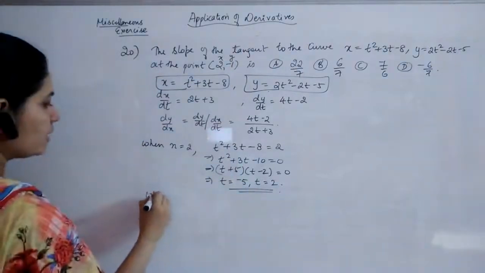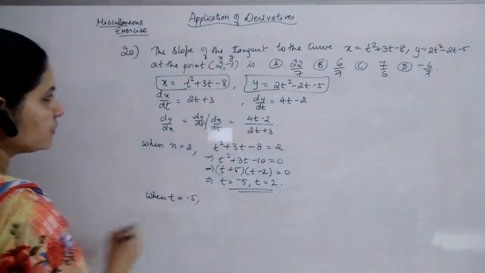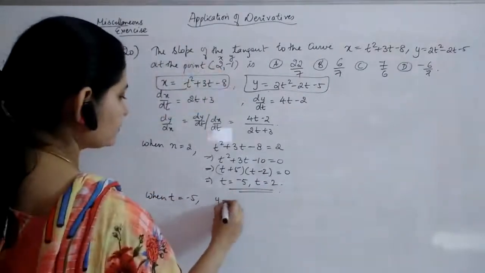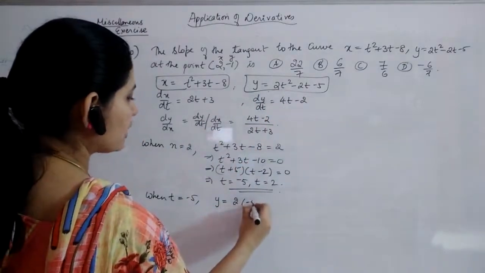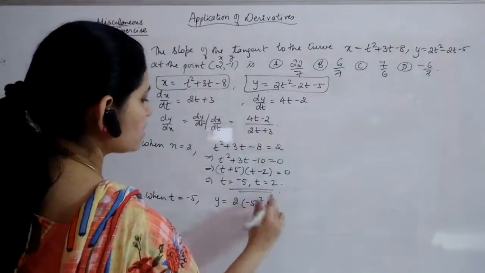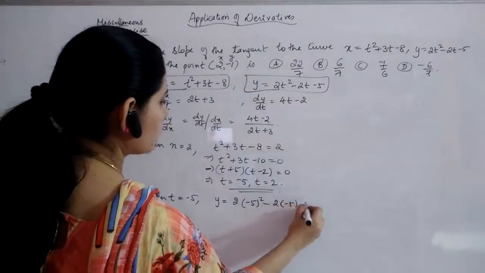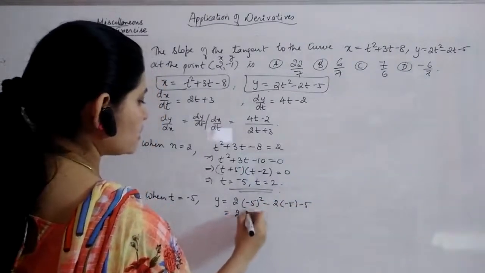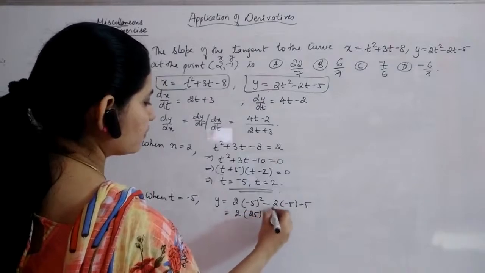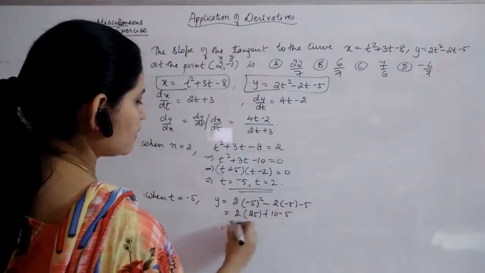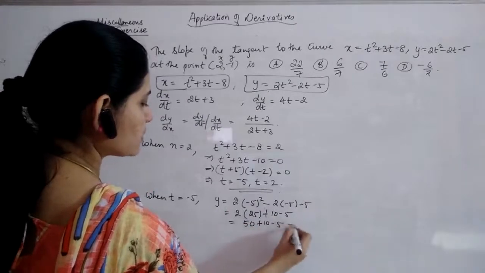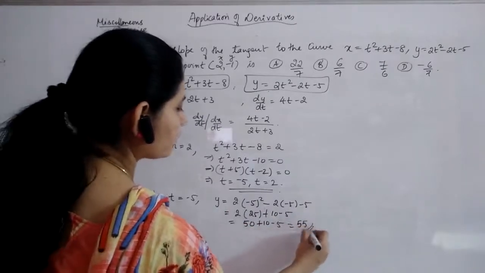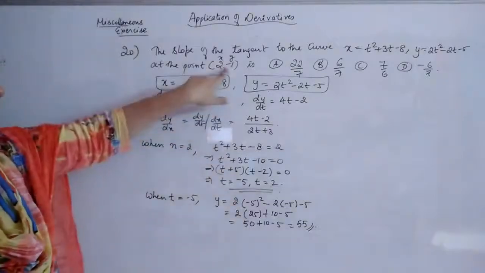Okay, now when t is equal to minus 5, what will be y? Y is equal to, replace here the value of t, you will get 2 into minus 5 the whole square plus, minus 2 into minus 5 minus 5. So this is 2 into 25 plus 10 minus 5, or 50 plus 10 minus 5, which is 60 minus 5, 55. So y's value is not minus 1 here.